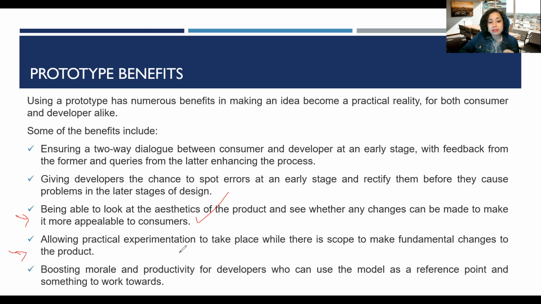Allowing practical experimentation to take place while there is scope to make fundamental changes to the product. We can do practical experimentation, so that depends on the type of product. For example, whenever you have a product that is related to technology, of course you want to have practical experimentation on that one, because in order to produce them, you're going to have a big series of production. So you don't want to just produce it and then have a lot of errors on it. So it allows you to experiment with it.